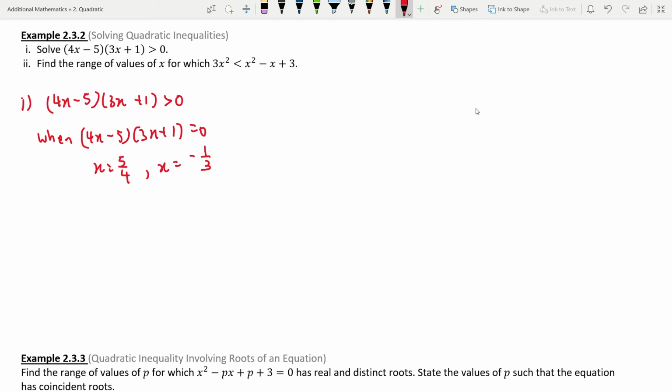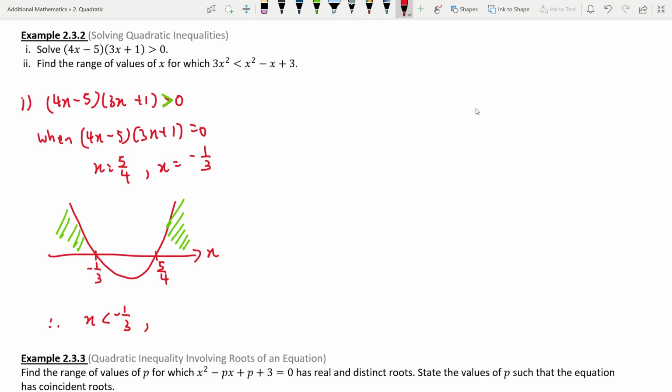Then we sketch the graph. Here I will just sketch the x-axis, and we have a positive x square, so it's a smiling curve. Cut through the x-axis at -1 over 3 and also 5 over 4. And we are looking for the area which is greater than 0, means above the x-axis, here and here. Therefore, the range of values of x that satisfy this inequality is x is less than -1 over 3 and also x is greater than 5 over 4.